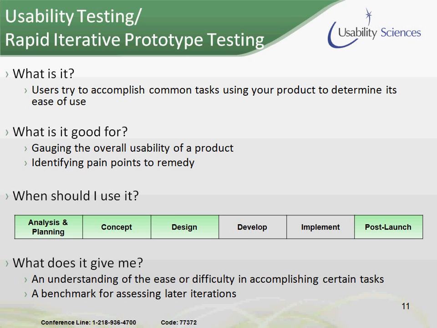This is a great way to give yourself sort of a baseline measure for how you're doing, so that when you iterate again, you have somewhere to say, hey, we knew that problem was still existing, we're going to be working on it. Or, oh wow, this buying a pair of shoes seemed to go a lot easier during this round. What does it give you? It gives you an understanding of the ease or difficulty in accomplishing certain tasks. And it also gives you that benchmark for assessing later iterations.